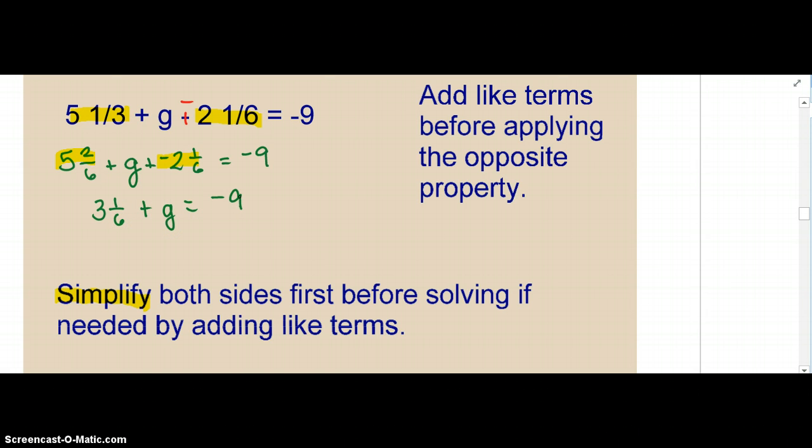Or you could write G plus 3 1/6. It doesn't matter. So I'm going to add -3 1/6 to both sides to get the G by itself. And I end up with -12 1/6.